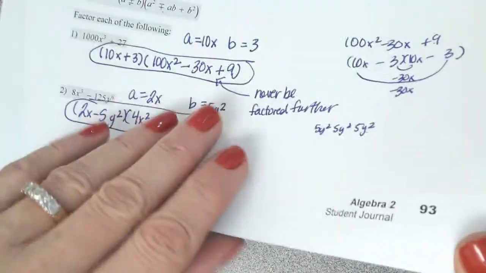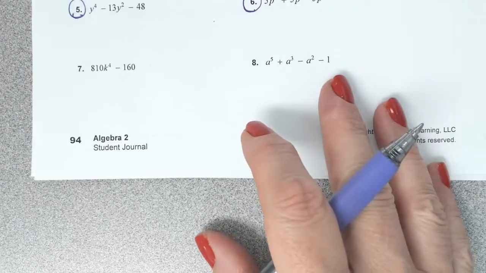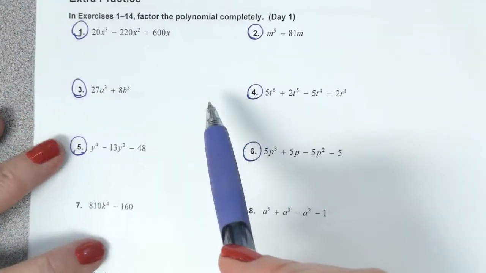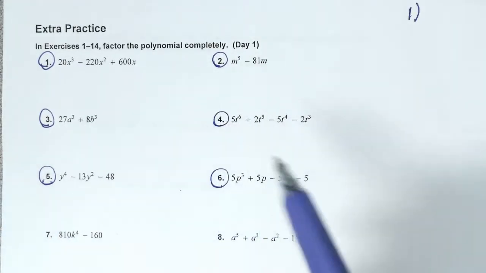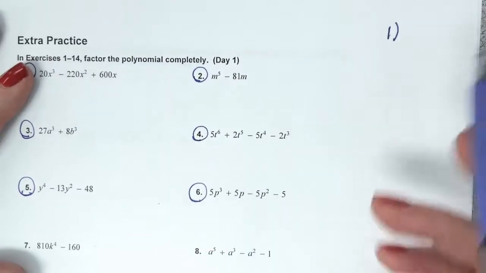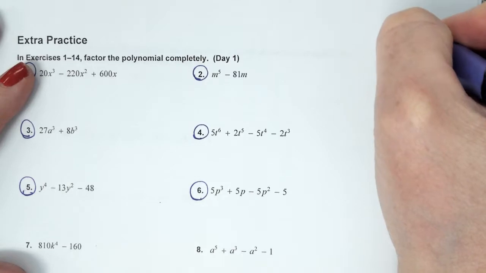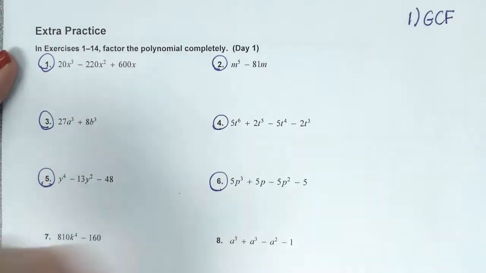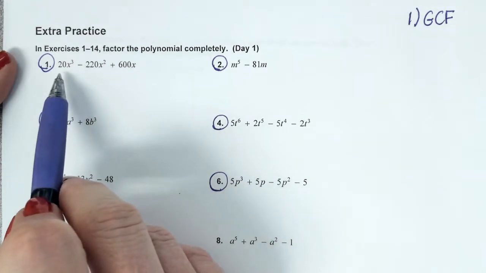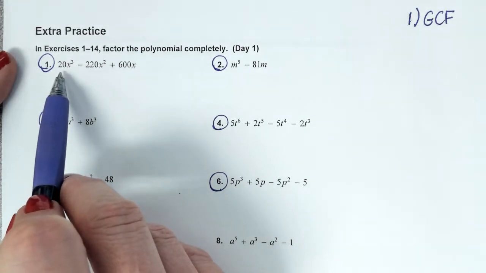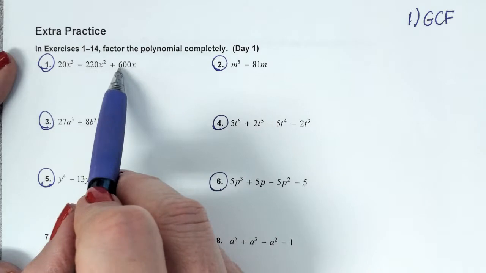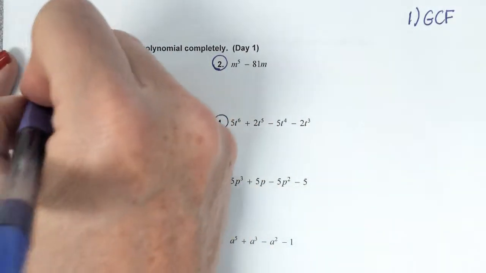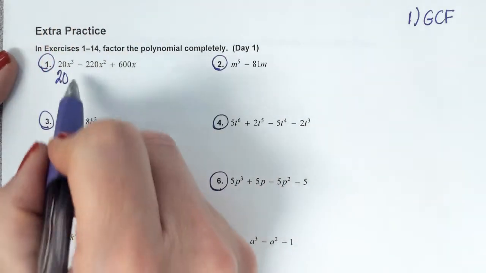All right, let's go over to the next page. A little more factoring. Top part of this we'll be doing tomorrow, so let's go down here. When we're trying to factor completely, the first thing we're always going to look for is a GCF, a greatest common factor. So let's look at that on example 1. Is there a number that 20, 220, and 600 can all be divided by? What is that, Zach? 20. So I'm going to take out a 20. What else?